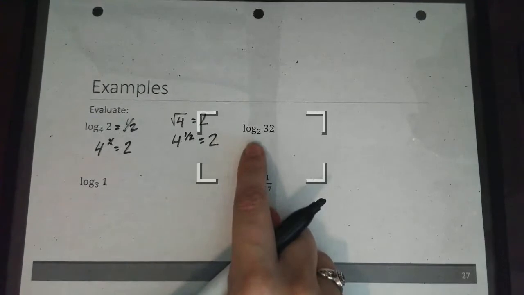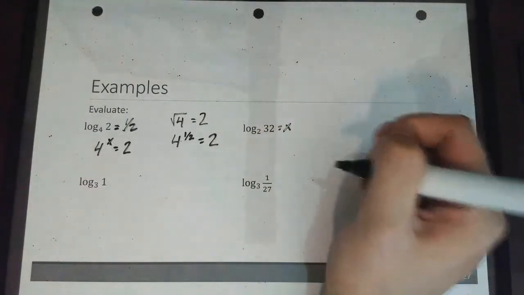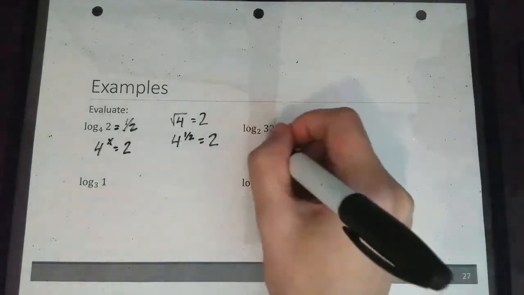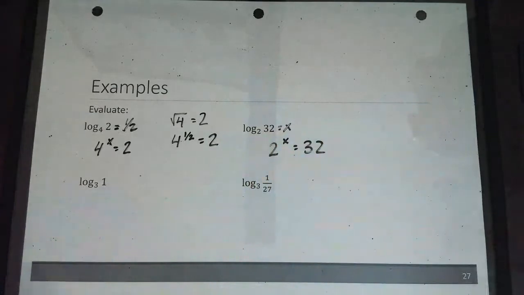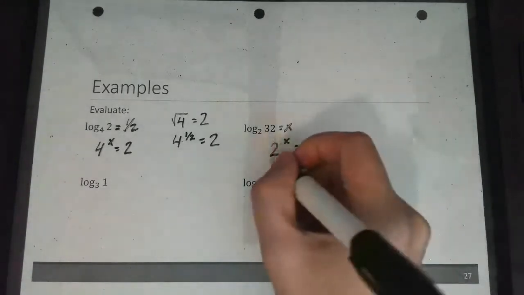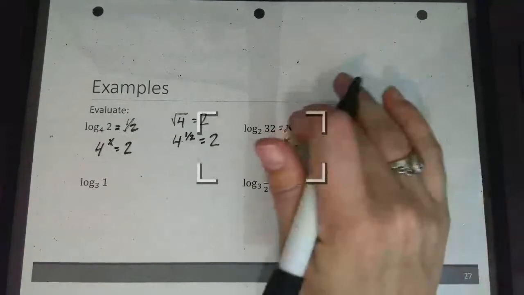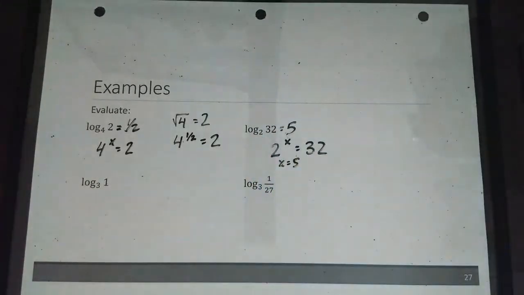We want to figure out what log base 2 of 32 is. We can say it equals x. And if I put it in exponential form, we'd have 2 raised to the x power is equal to 32. So what power do I have to raise 2 to get 32? Well, 2, 4, 8, 16, 32. x has to be equal to 5. So if I replace the x with 5, we get that log base 2 of 32 is equal to 5, because 2 to the 5th power equals 32.